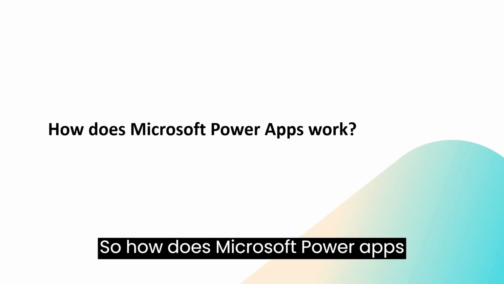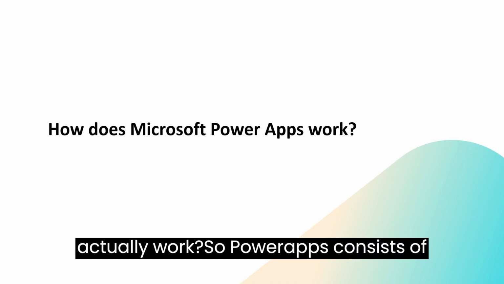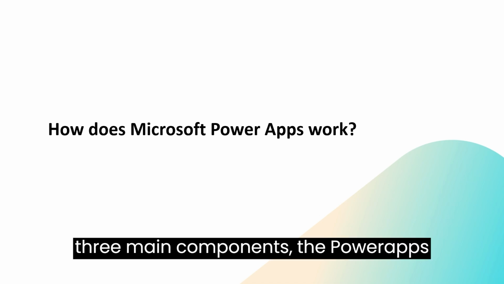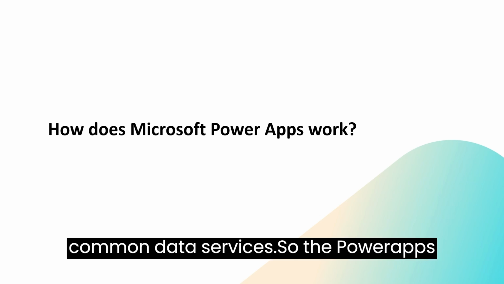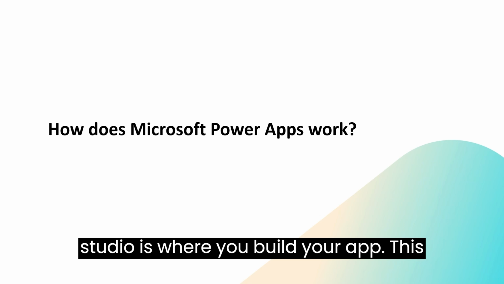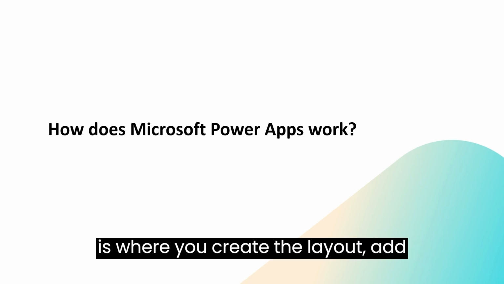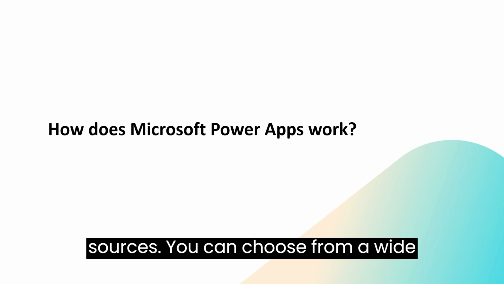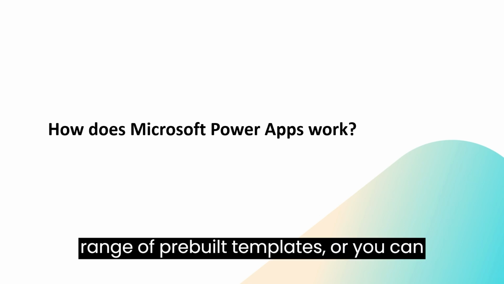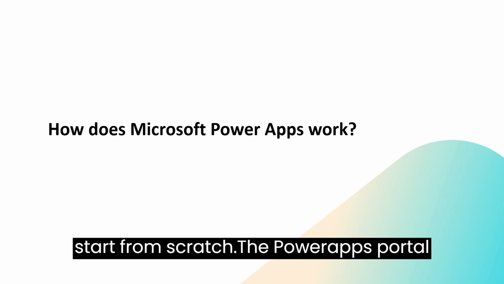So how does Microsoft PowerApps actually work? PowerApps consists of three main components: the PowerApps Studio, the PowerApps Portal, and the Common Data Service. The PowerApps Studio is where you build your app. This is where you create the layout, add functionality, and connect to data sources. You can choose from a wide range of pre-built templates, or you can start from scratch.